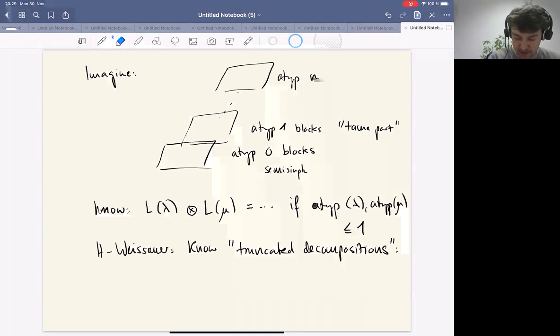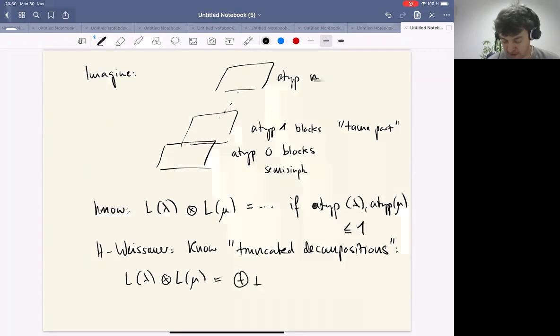So I take L lambda tensor L mu, and I decompose it into something. Let's call these indecomposable things with superdimension 0 the negligible part.